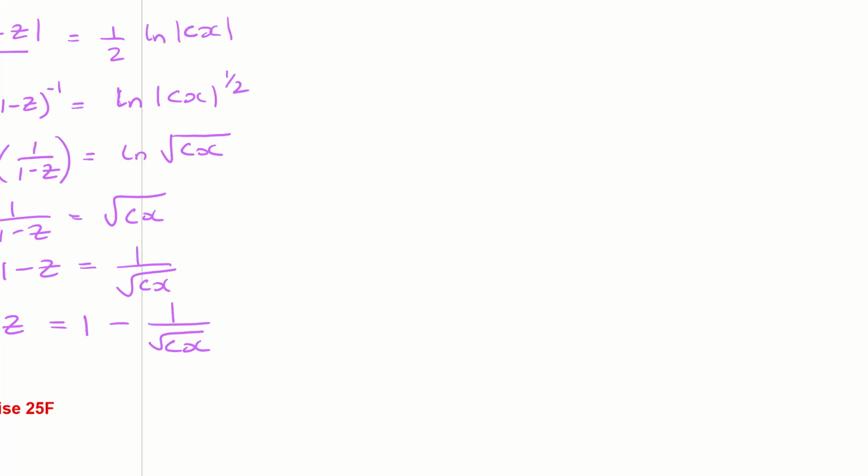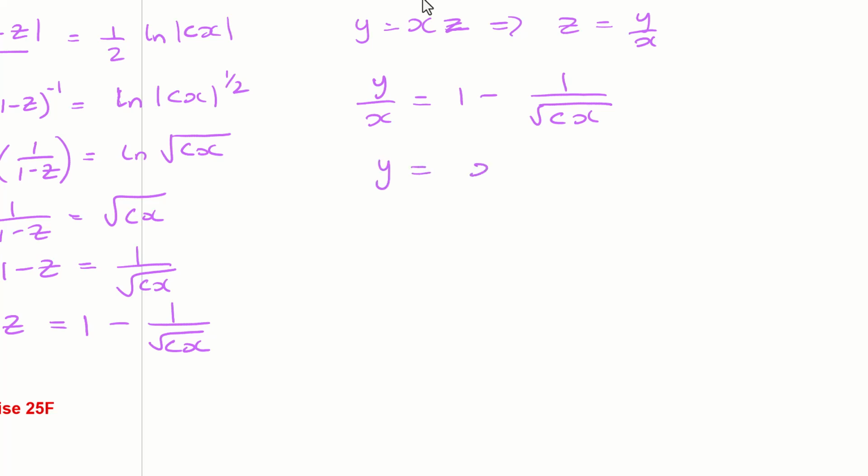Okay, don't forget though that we let y be equal to xz, which means that z is equal to y on x. So y on x is equal to 1 take away 1 over root cx. Therefore, y is equal to x minus x over root cx.